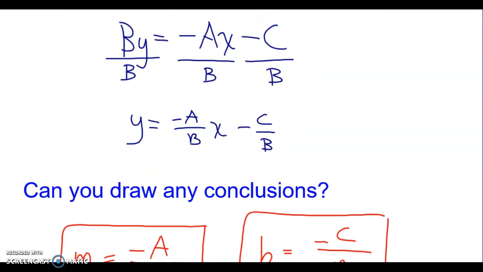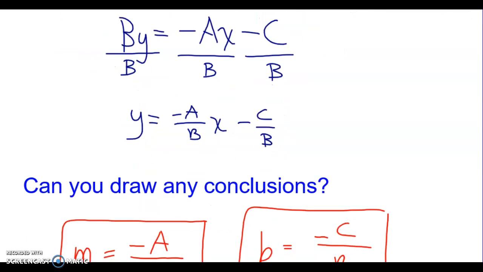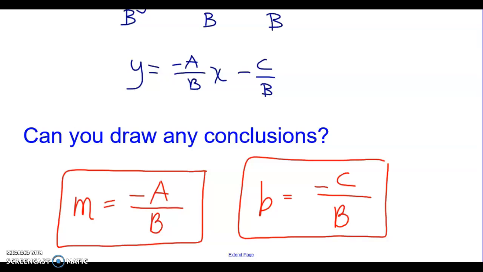And what this gives me now is a formula for my slope and my y-intercept when I have an equation in standard form. My slope will always equal negative a over b, and my y-intercept will always equal negative c over b. So I don't have to go through the process of taking an equation from standard form and rewriting it into slope-intercept form to find my slope and my y-intercept. I can use these two formulas right here.